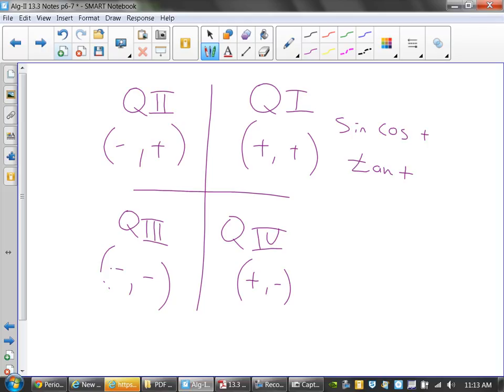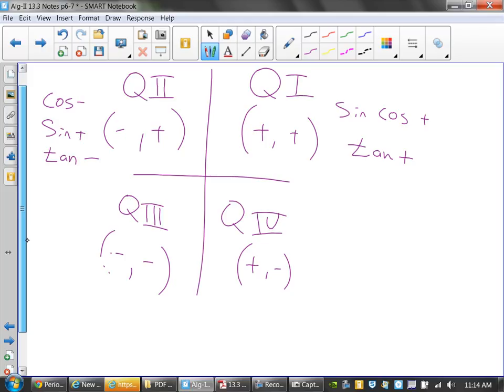The inverse of sine? No, the inverse of sine is still the y value, but you have to flip the fraction. So it'd be r over y. Okay. Over here, which trig function is negative? Cosine. Cosine is negative, sine is positive, which means tangent is negative.